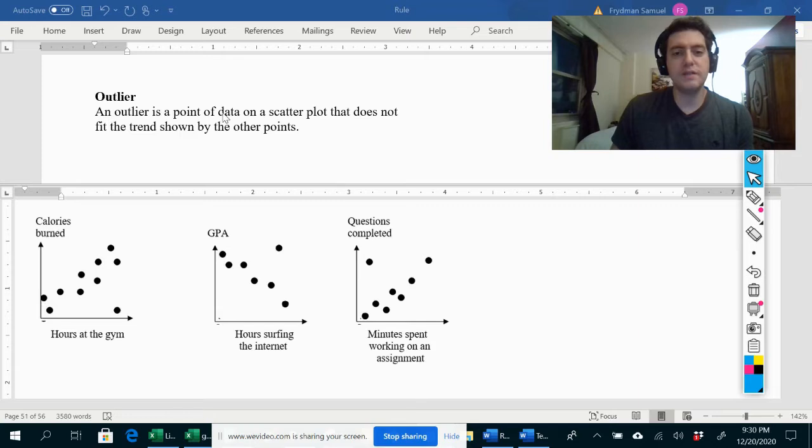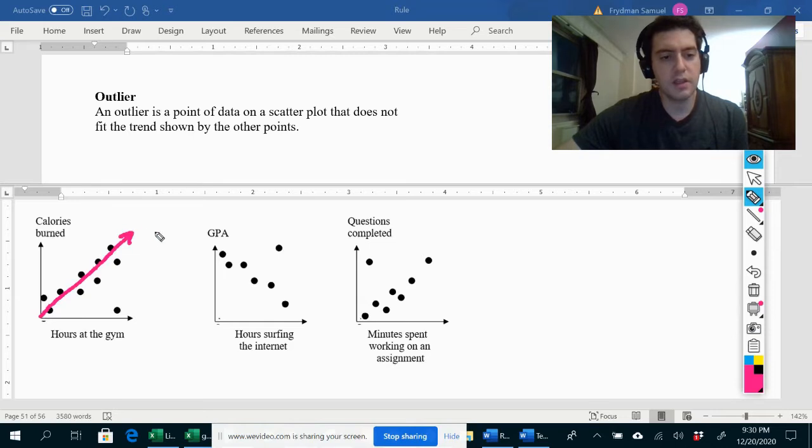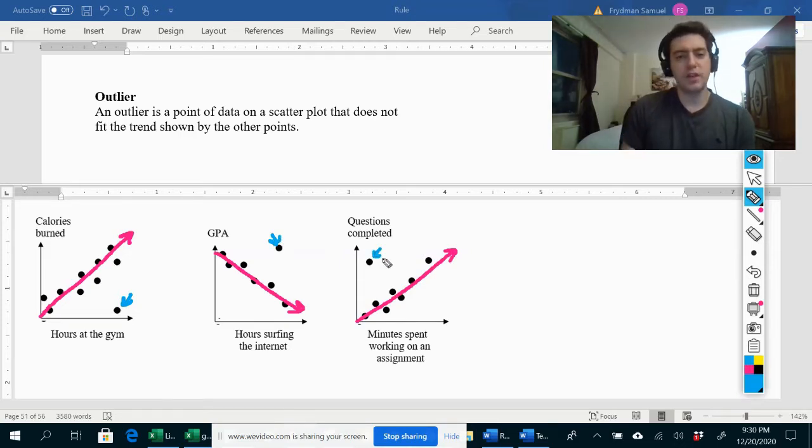An outlier is a point of data on a scatterplot that does not fit the trend shown by the other points. So you've seen these scatterplots already. I used them in a previous video. If I were to draw a quick trend line through this scatter plot over here, it might look something like this. Draw one through here, it would look like that. And through here, it would look like that. It's pretty easy to spot the outliers, like this guy over here, this one over here, and this one over here. They don't seem to fit the trend that is shown by all of the other dots.